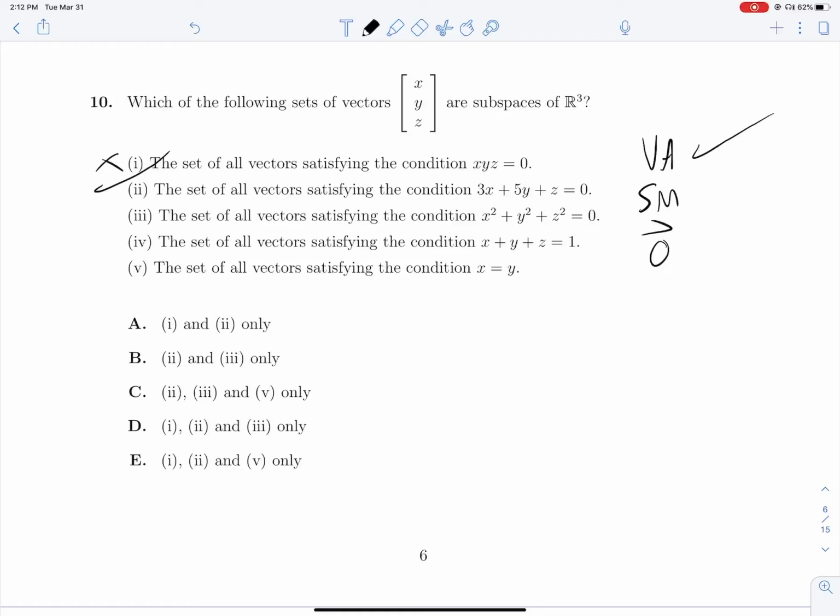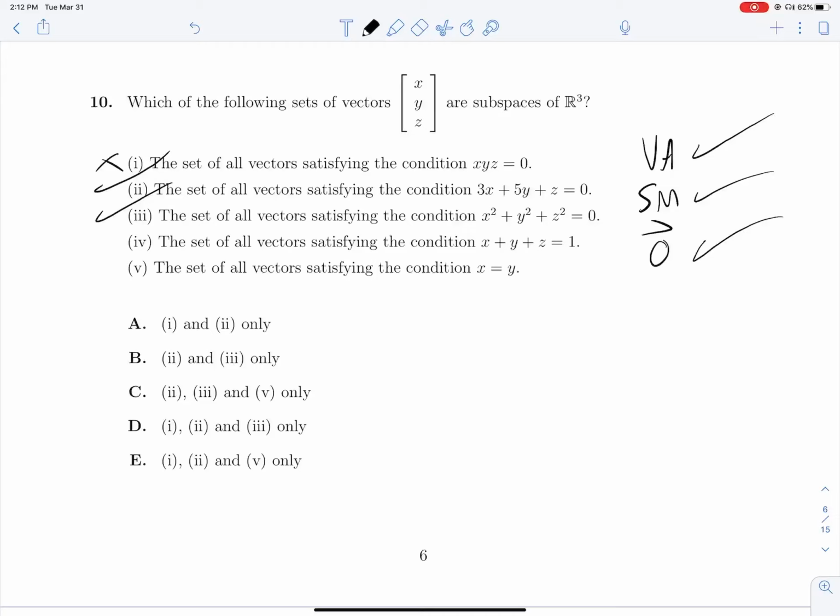We also fulfill scalar multiplication because there are no non-zero factors by which you can scale the origin to get out of the origin, and obviously we include the origin if you didn't get that before. Okay, so 3 is good. What about 4? The set of all vectors satisfying that condition.